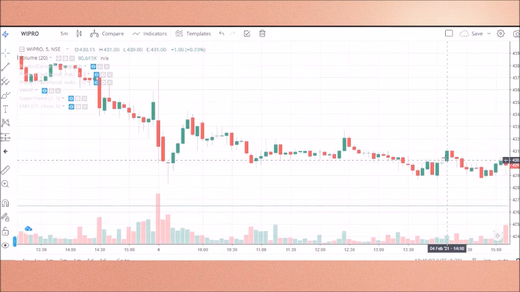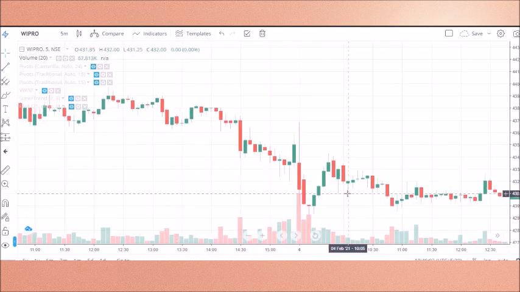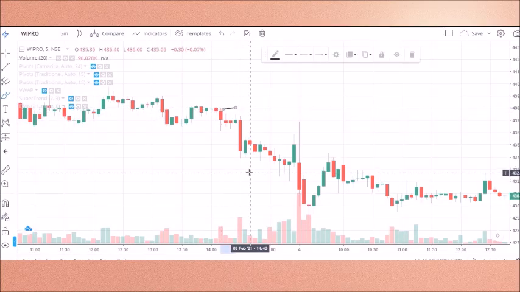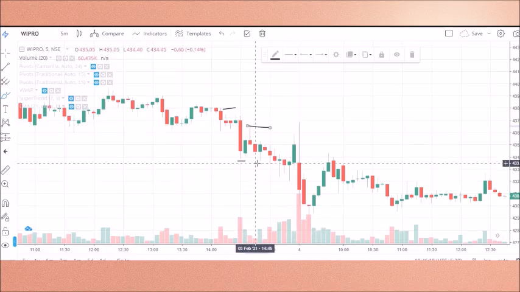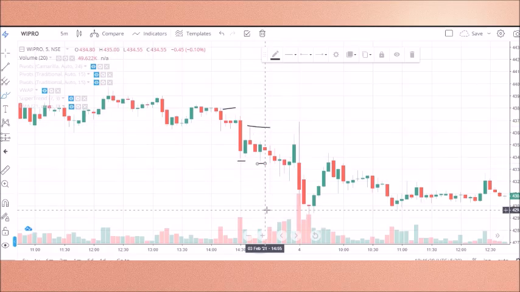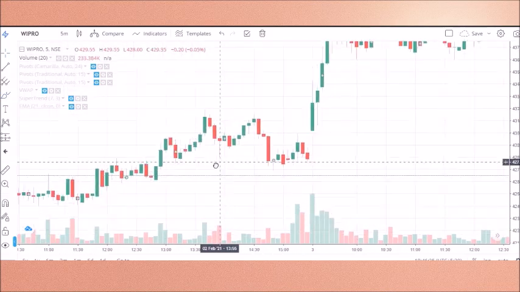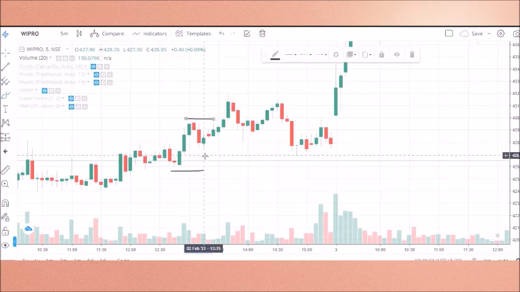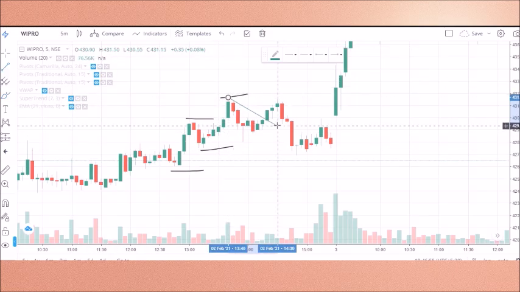See here, it's range bound. We don't get any trend confirmations here. See here again we have high, low, lower high, lower low. So it is downtrend. Again here you can see we have low, high, higher low, higher high, and then we have a breakout.